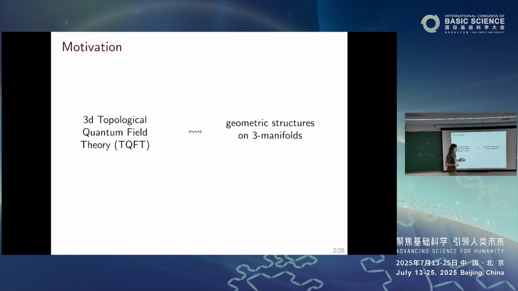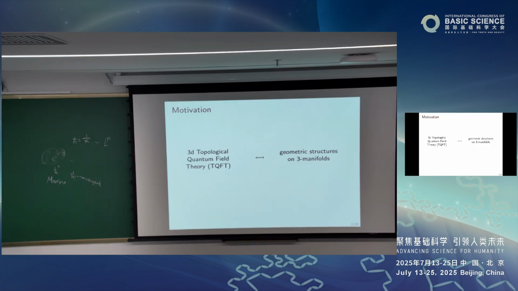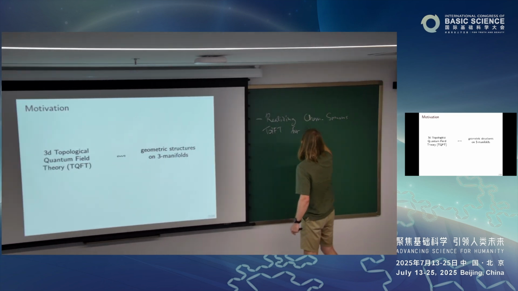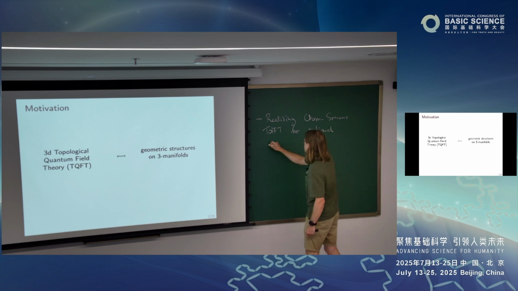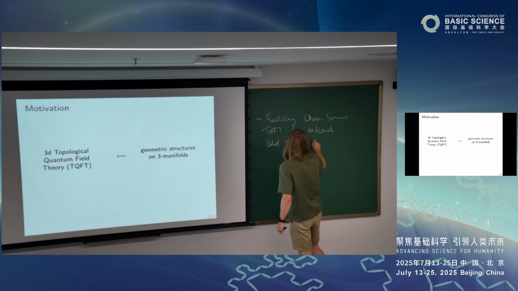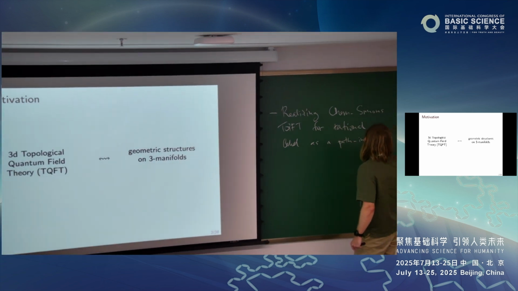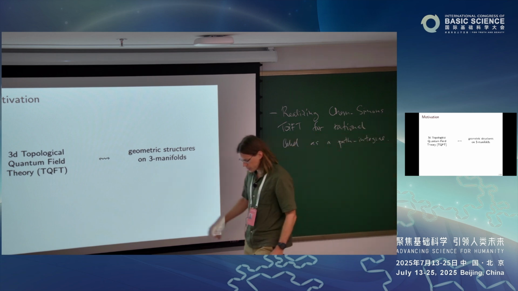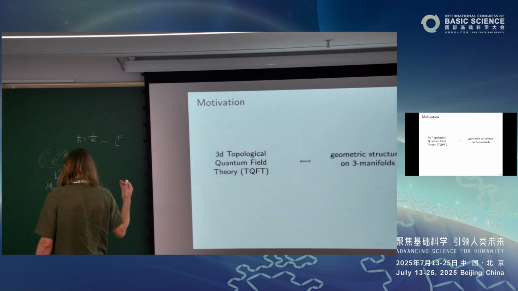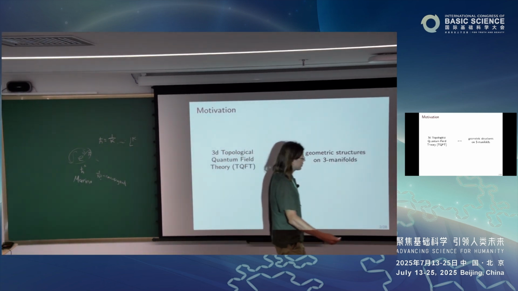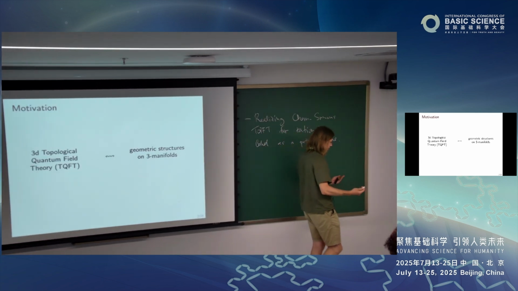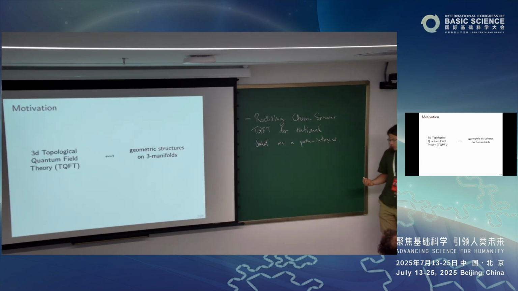And since there are some physicists in the audience, the other motivation, which I have not written here, can be understood as realizing Chern-Simons TQFT for rational level as a path integral. Usually in physics, Chern-Simons TQFT is formulated for integer level, but we know there is also a mathematical construction by Reshetikhin-Turaev, which allows us to define this TQFT for arbitrary rational level.